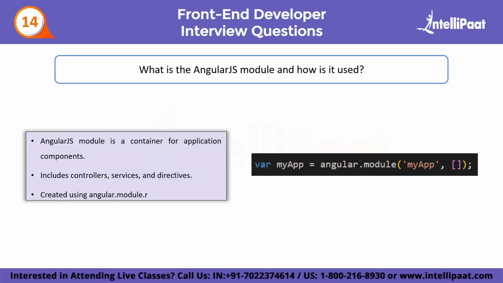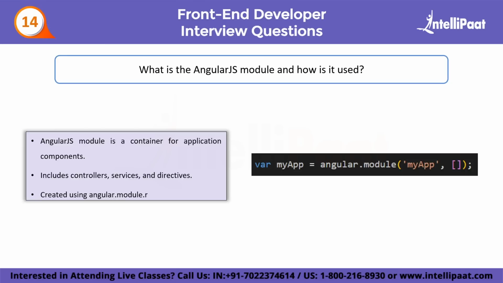It takes two arguments, the name of the module and an array of dependencies. In the example on the right side, myApp is the name of your module, and the opening and closing square brackets indicate that your module has no dependency on other modules. You typically define this in a separate JavaScript file or script block at the beginning of your application. Once you have a module, you can add different components to it, such as controllers, services, and directives.